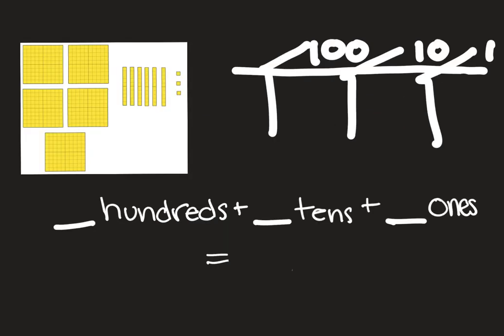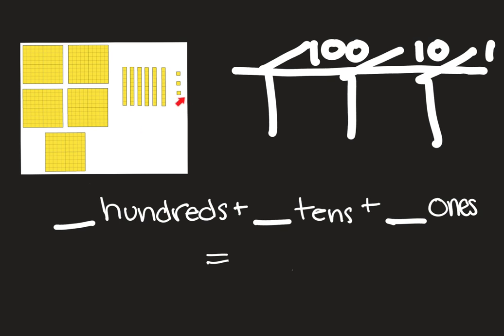Okay, so for our second problem, we're going to look at this math drawing over here, and we're going to put this into a place value chart and into expanded form and determine how many ones are in this and how many hundreds and how many tens are in this.